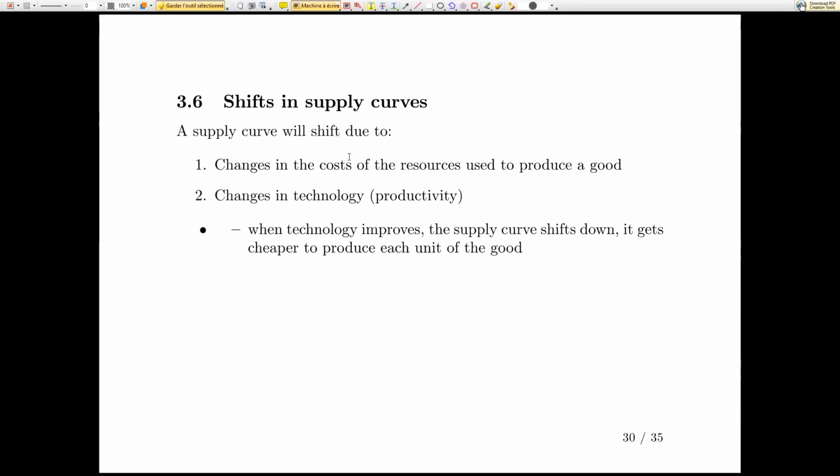And shifts in the supply curve. So this is the same idea, except that shifts occur for different reasons that all have to do with production costs, so the cost of resources used to produce a good. So it can be a change in technology. So if the technology improves, then there's a shift right or a shift down, because it costs less to produce something. So the marginal cost per unit is lower.